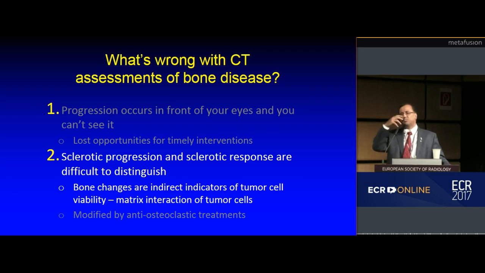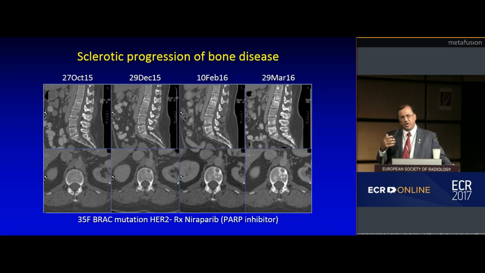The other problem with CT scans, particularly with regard to bone disease, is that sclerotic progression and sclerotic response are really difficult to evaluate. That's because the mineral changes that you see on a CT scan are due to the interaction between the tumor cells and the matrix cells. In other words, the stuff you see isn't necessarily related to cancer. So here is something that all of us recognize. This is sclerotic progression. You can see this particular patient is developing new focal areas of abnormality. All of us would call this progression, and all of us would be correct.